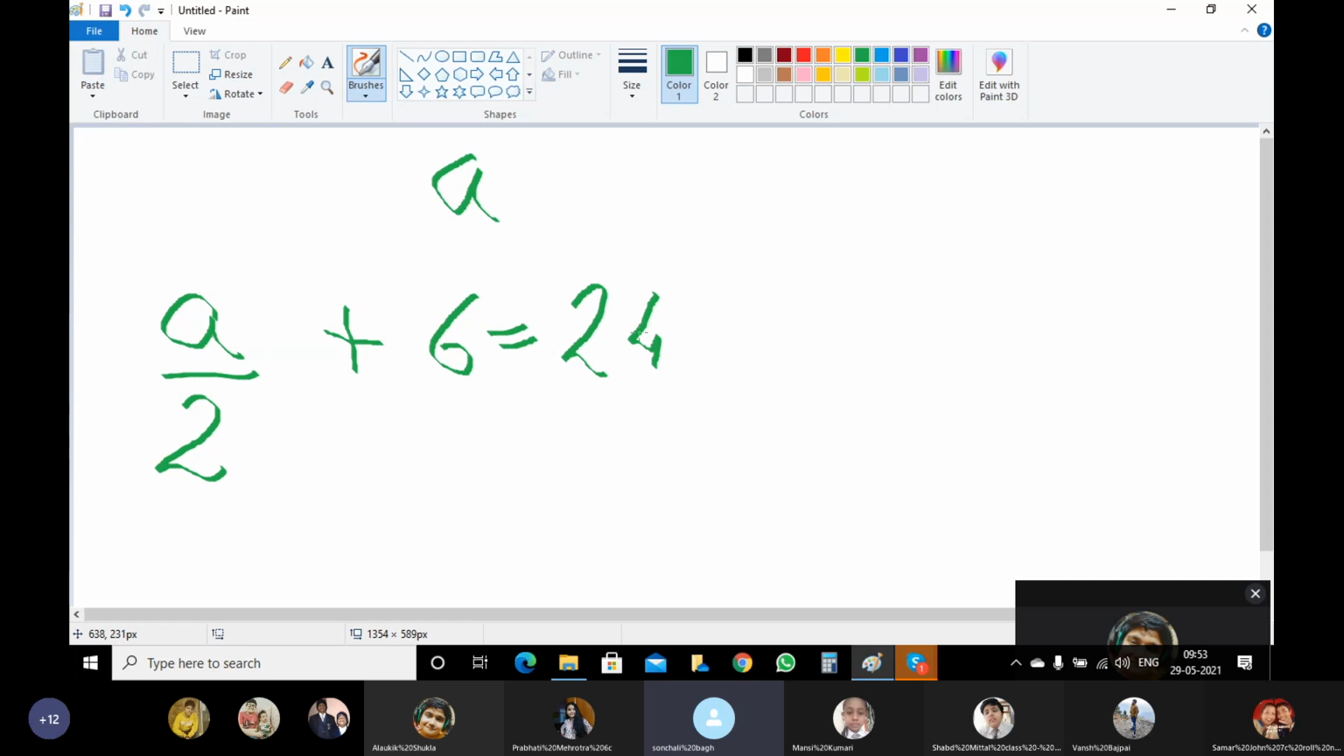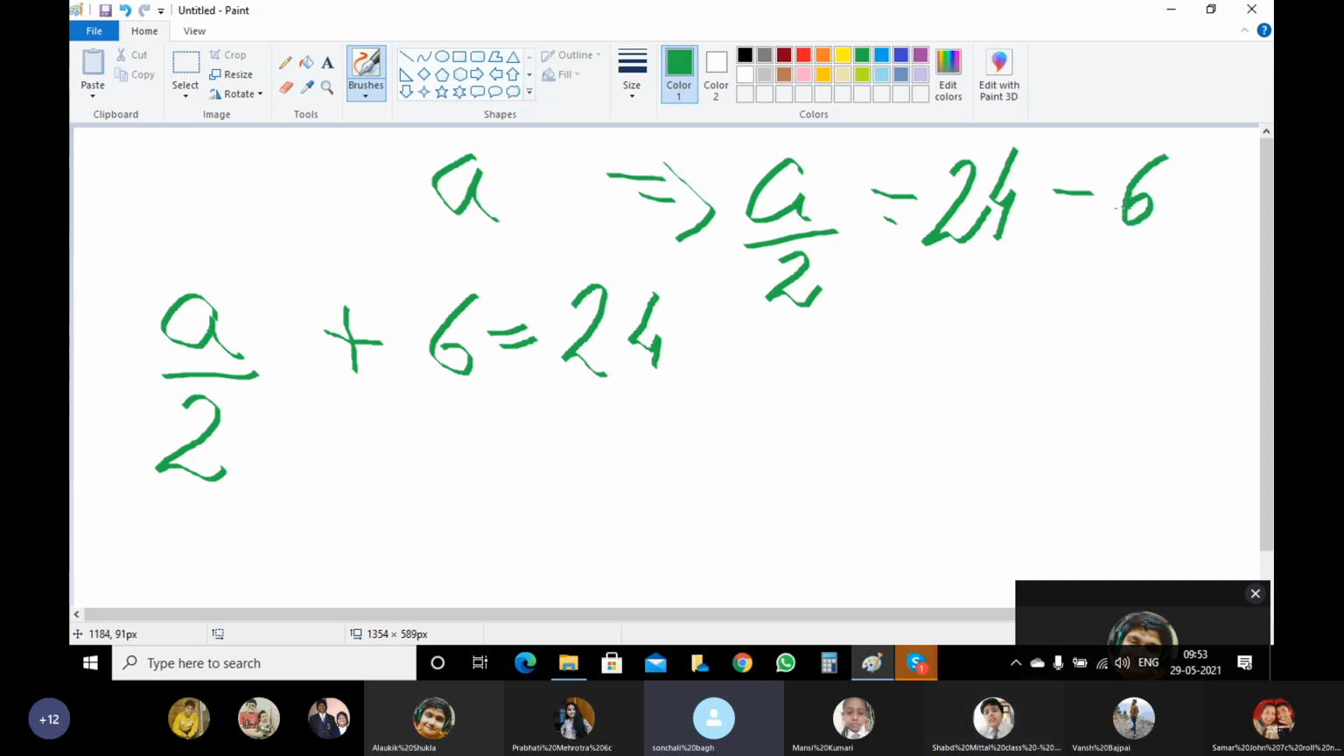Yes, ma'am. So now let's solve it. What will happen? A by 2 will remain on the LHS, and on the RHS the 6 will go: 24 minus 6, right? That will give me A upon 2 equals 18. Yes or no?